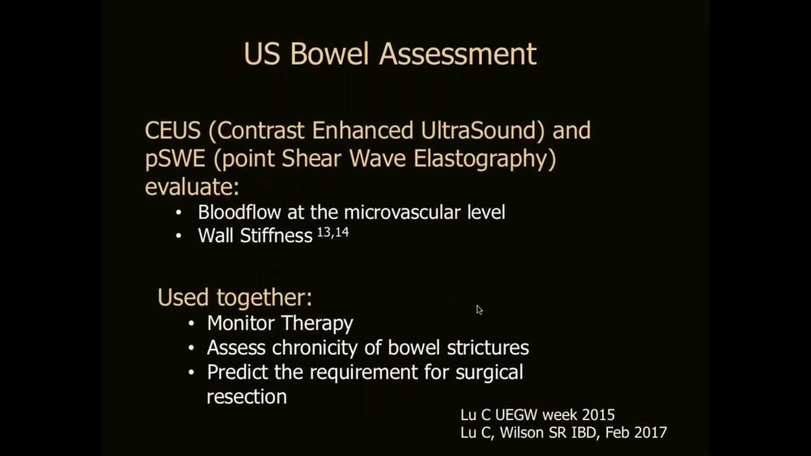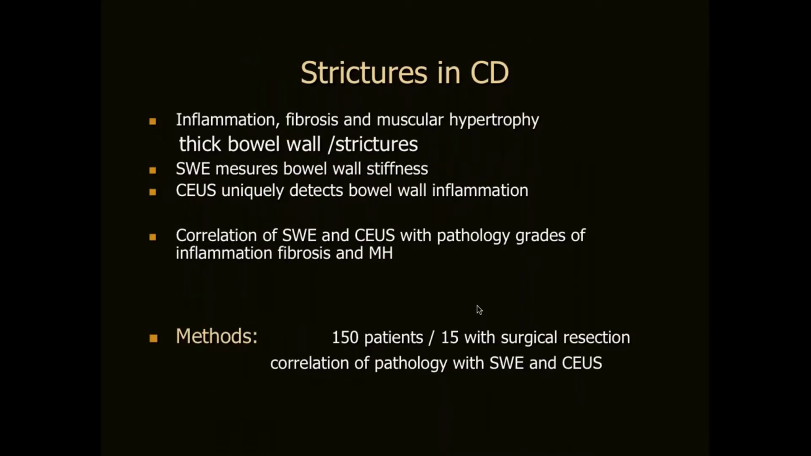And so we use CEUS and point shear wave elastography together to look at blood flow at the microvascular level and to measure wall stiffness. And we believe that this is valuable not only looking at strictures, but for monitoring therapy and assessing the chronicity of these strictures, and of course, as was nicely pointed out by Dr. McConey, for predicting the requirement for surgical resection. And so we actually looked at 150 patients in our initial study, only 15 of whom had surgical resection and correlation of their pathology with shear wave elastography and CEUS.